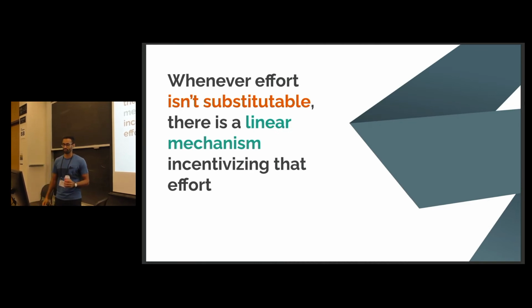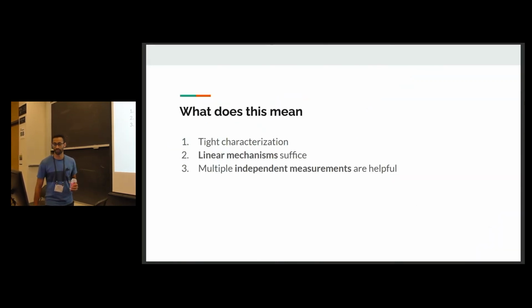Right? Whenever effort isn't substitutable, there is a linear mechanism incentivizing that effort. And before, we had said, let's for now restrict ourselves to linear mechanisms or to linear grading schemes. It turns out that that's sufficient in this setting. So we give a tight characterization: linear mechanisms suffice.